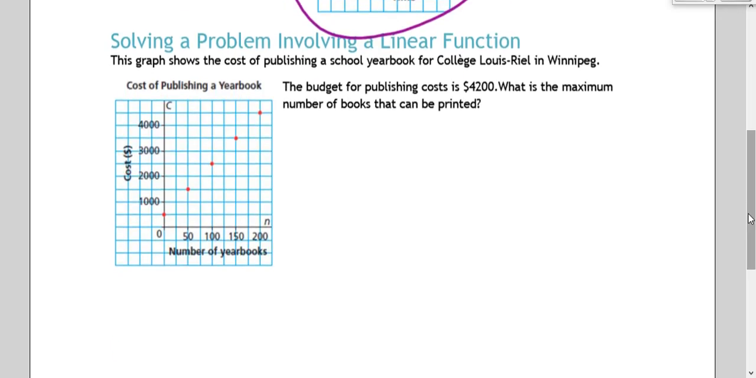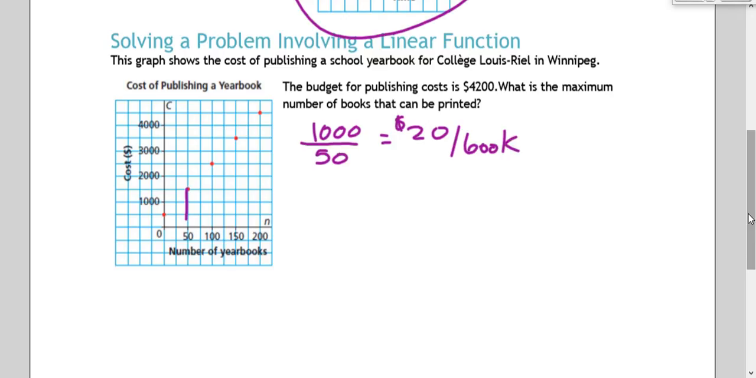Solving a problem involving a linear function. This graph shows the cost of publishing a school yearbook. The budget for publishing costs is $4,200. What is the maximum number of books that can be printed? If I find the rate of change for this, it's 1,000 because it goes up by 1,000 over 50, we get $20 per book. So that is my rate of change.